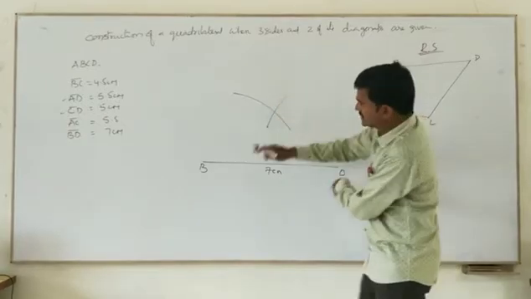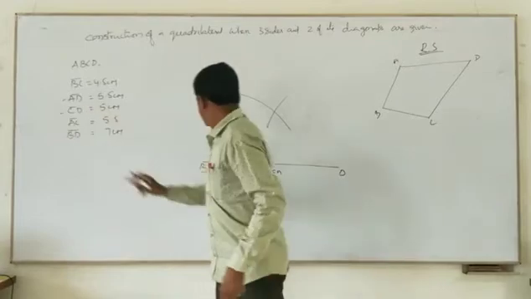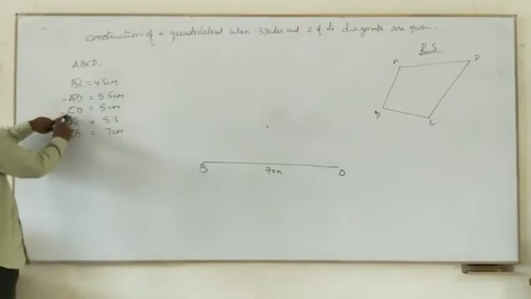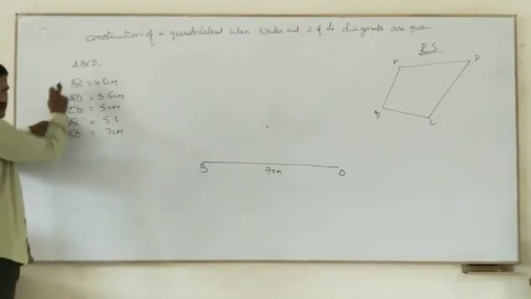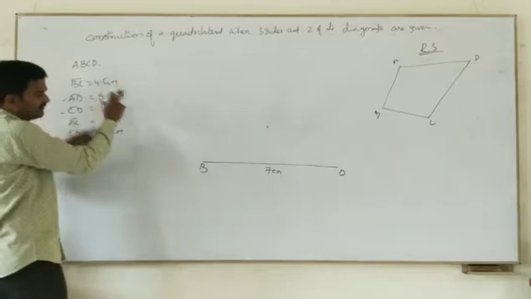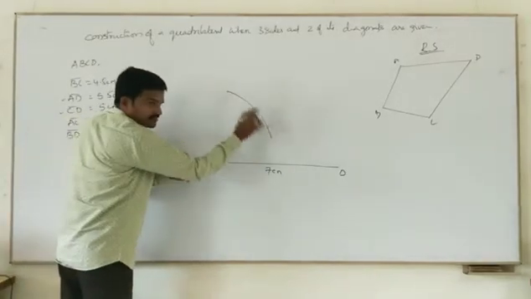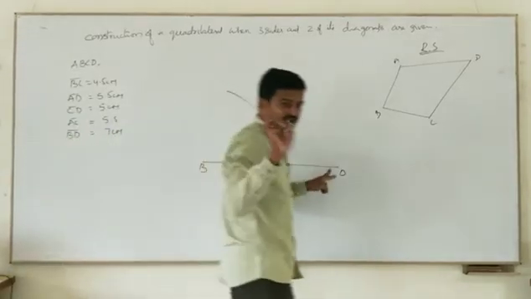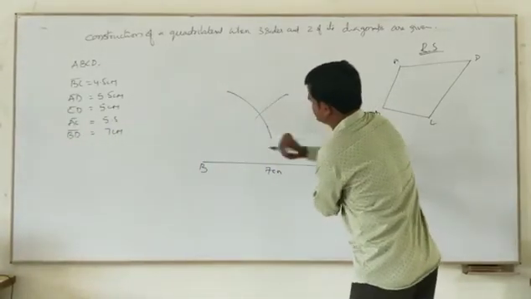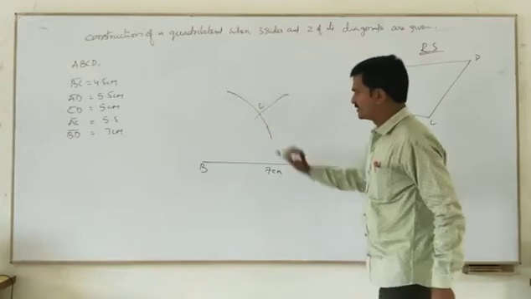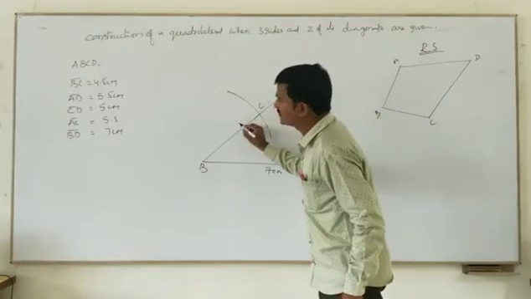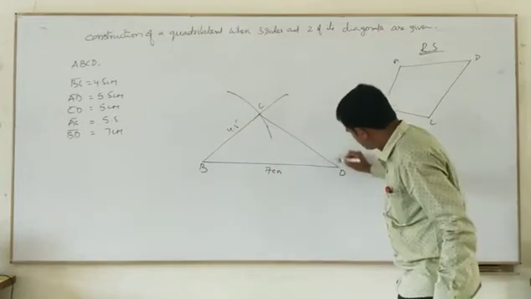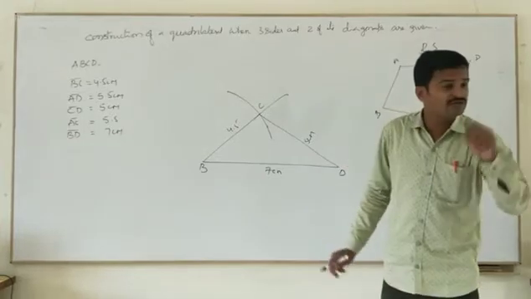Sorry, BC and DC. Both are there. From B to C, how much? 4.5. With 4.5 centimeters, draw an arc. DC, how much? 5 centimeters. Because of the common vertex, we have to find it, so with 5 centimeters, draw an arc. This is C. Now join BC, which is 4.5, and DC, which is 5 centimeters. One more thing, what do we have?